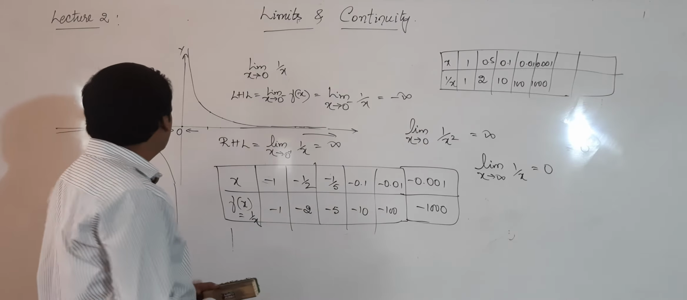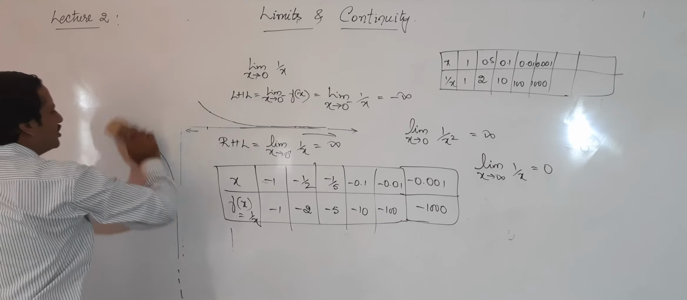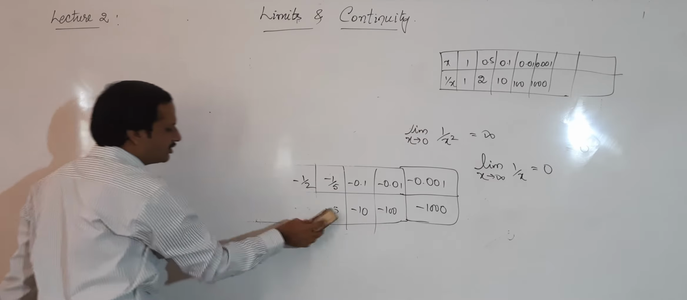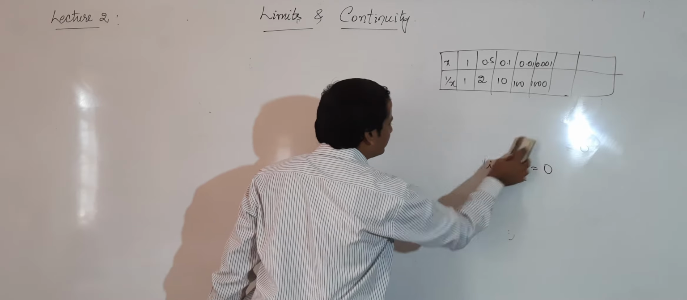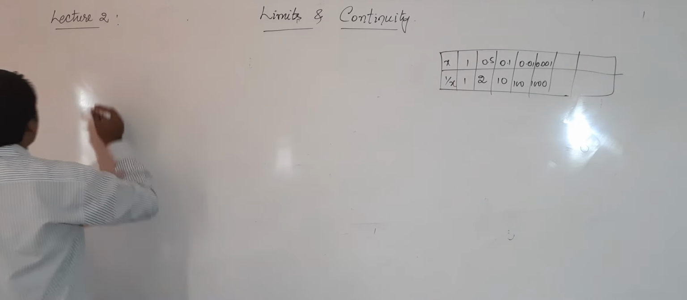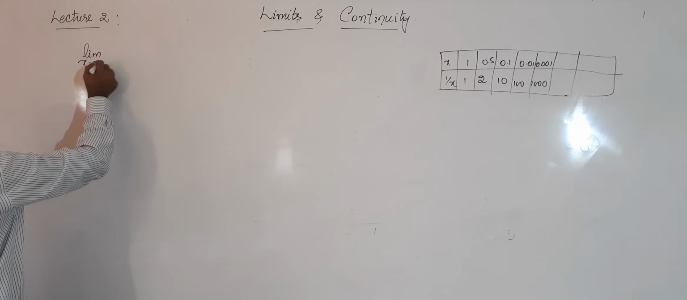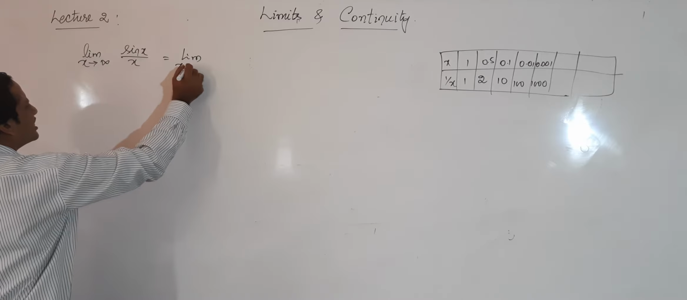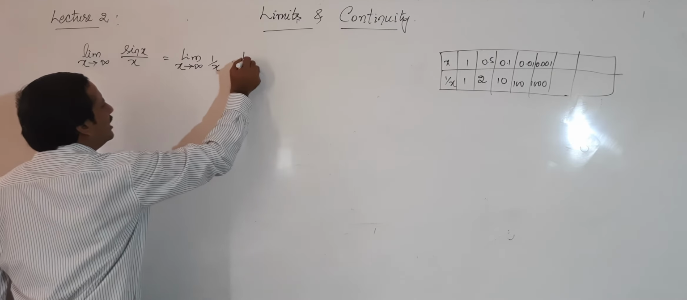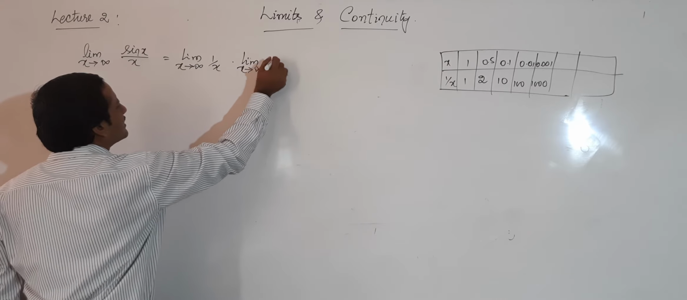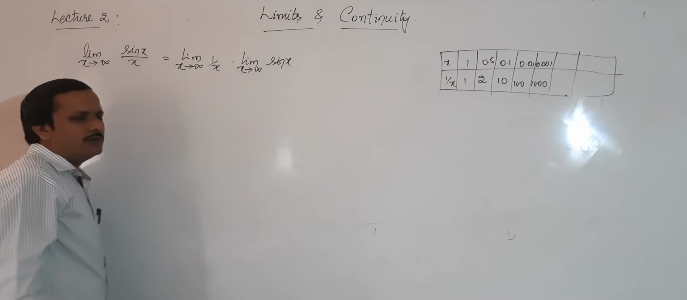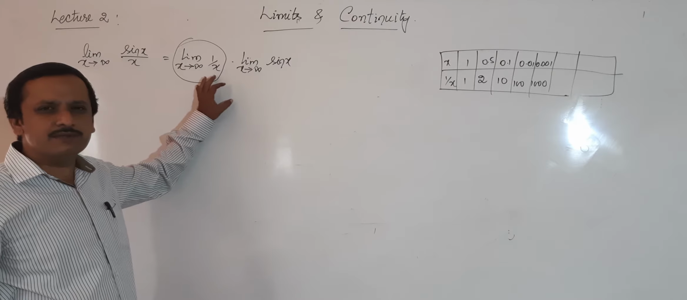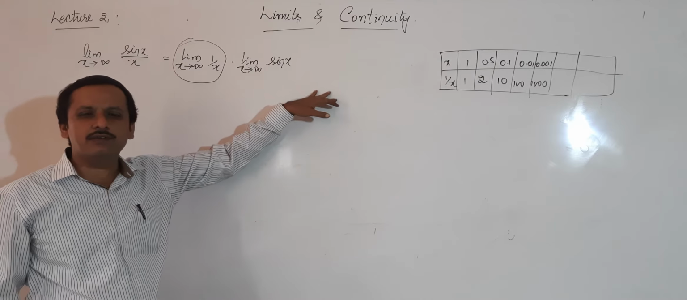Then I was talking about sin x. I was actually talking about limit x tends to infinity, sin x by x. So I am writing this as limit x tends to infinity 1 by x into limit x tends to infinity sin x. Now already we have seen that this limit will become 0. As x tends to infinity, 1 by x will become 0. 0 into this will be equal to 0.